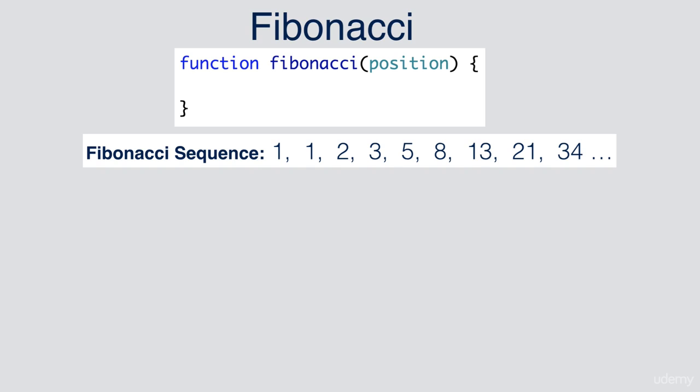We will be building out an algorithm called Fibonacci, and it will take in a number called position as a parameter. This position will indicate which number from the Fibonacci sequence we want returned to us. And all we want to do is return that number.